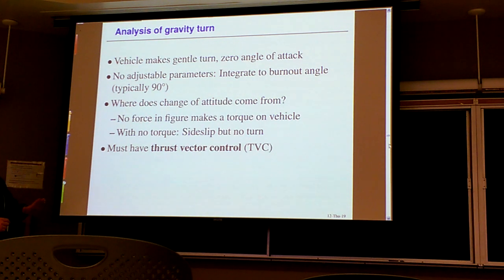So you just have to integrate to burnout, and then if you didn't pick an appropriate initial angle, then you're going to get to burnout and you're not going to be going horizontal, or if you are going horizontal, you're in general going to be going the wrong speed. So the initial conditions at the start of your gravity turn have to be such that at the other end of your integration, you're going horizontally with the right speed to get up to your parking orbit.